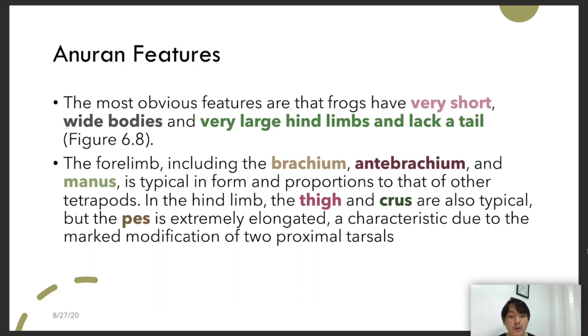The forelimb, including the brachium, antebrachium, and manus, is typical in form and proportions of that of other tetrapods. Tetrapods technically speaks of all the animals that have four limbs. In the hind limb, the thigh and crus are also typical, but the pes is extremely elongated. This is the characteristic due to the marked modification of two proximal tarsals. So they have elongated tarsals so that when they swim, they can use their webbed feet to propel in the water.